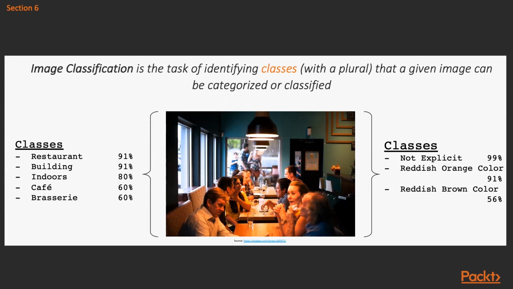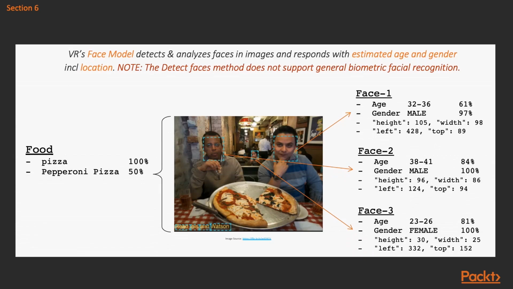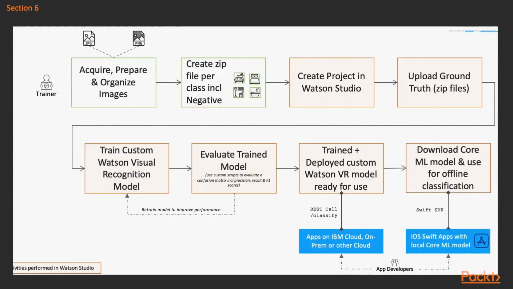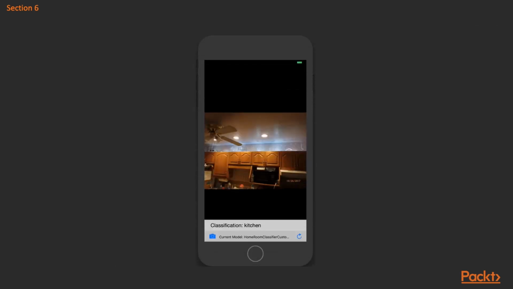We'll look at image classification to identify classes within an image. We'll look at how you detect faces and food using Visual Recognition. We'll look at how to extract text. Then we'll build what I call a home room classifier based on pictures of one of the rooms in your home. How do you train a model to identify which room it is? And then we'll use Watson Studio to train that custom classification model. We'll invoke that model from a simple application, and then we'll also deploy the custom model that we trained as a Core ML model that you could test from an Apple device like an iPhone or an iPad.